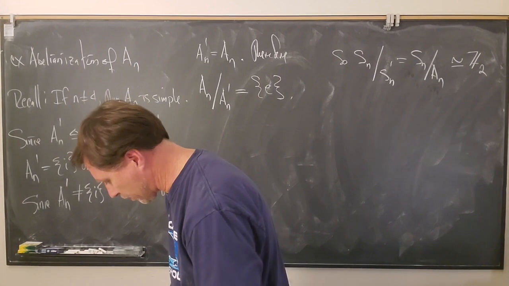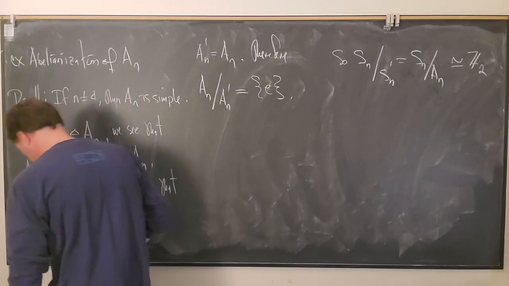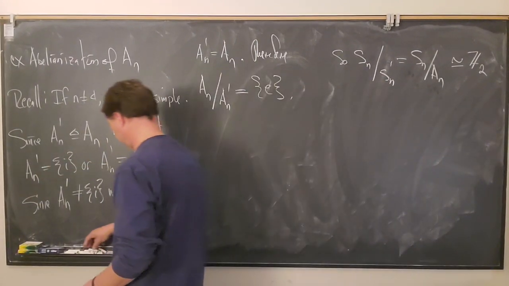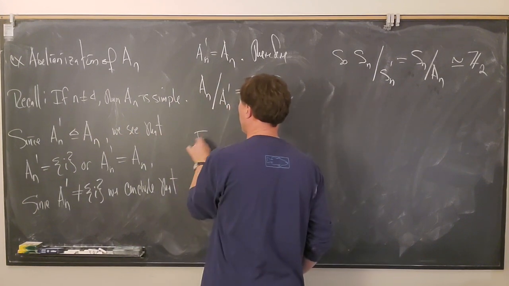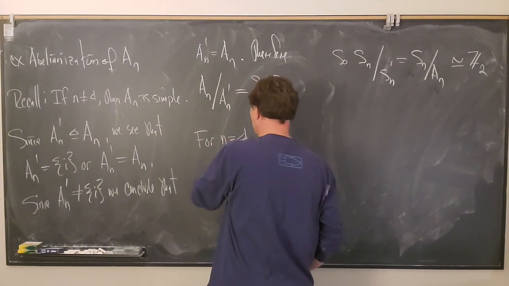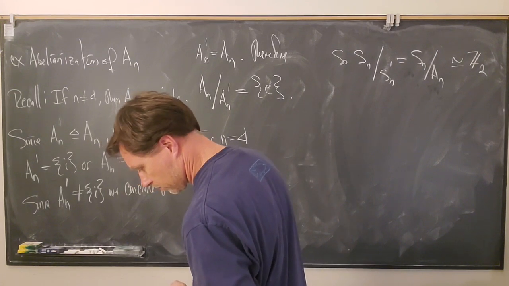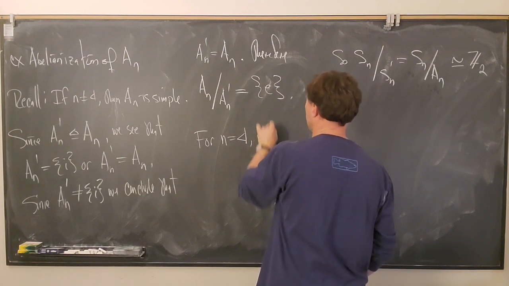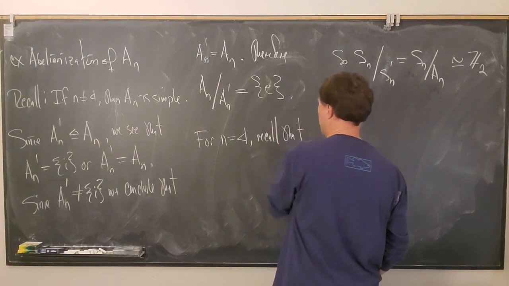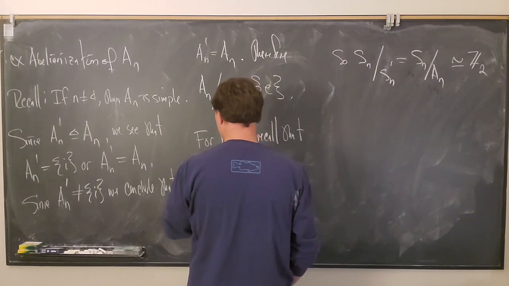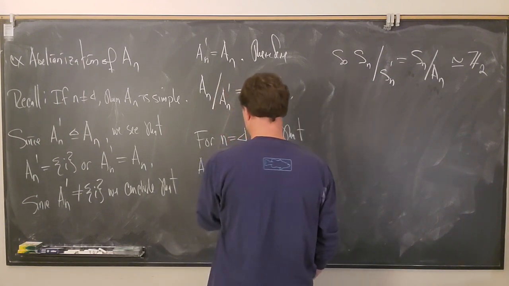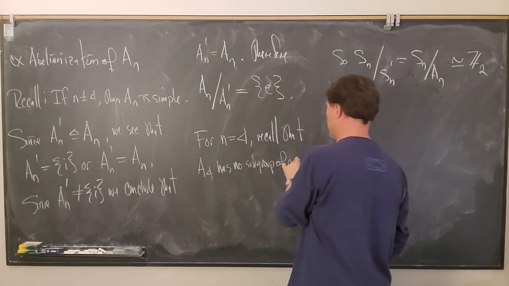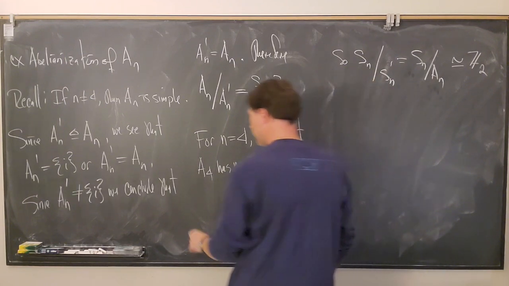So we're missing one example, or this is true for n not equal to 4. So now we need to consider the case where n is equal to 4. So now for n equal to 4, let's recall that A4 has no subgroup of order 6.